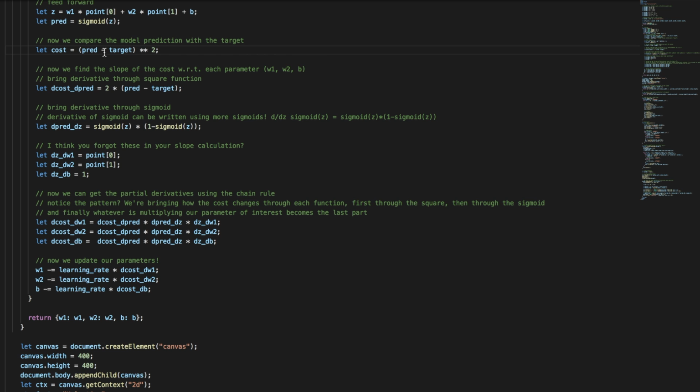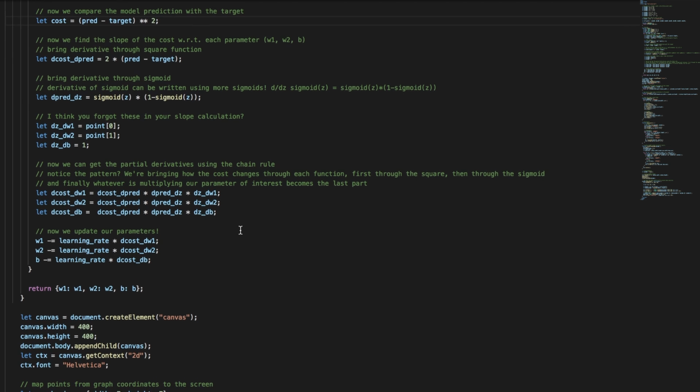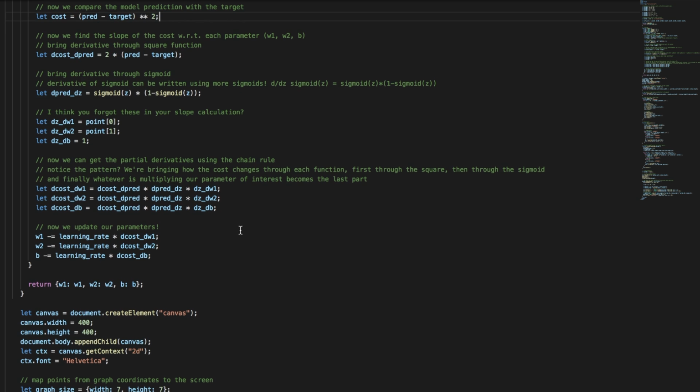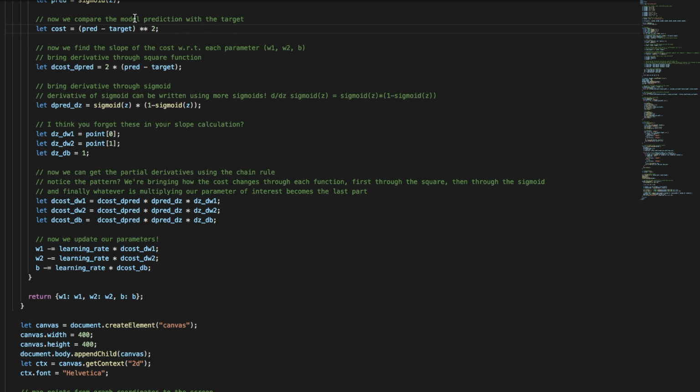Now we need to take the partial of this cost with respect to all of the parameters. That's a bit complicated, but all we do is use the chain rule. We're going to take the partial of the cost with respect to just this pred variable first, and that's going to be the power rule. So we bring the 2 out front and decrement the exponent. So this is the derivative of the cost with respect to the prediction right here, this variable.